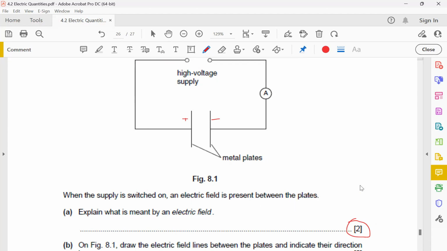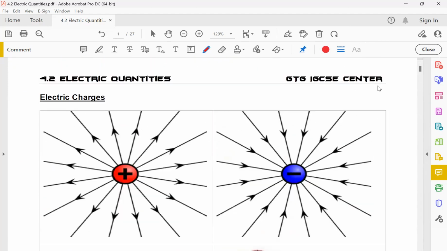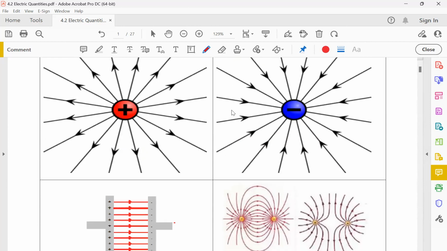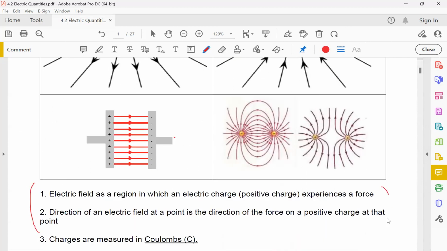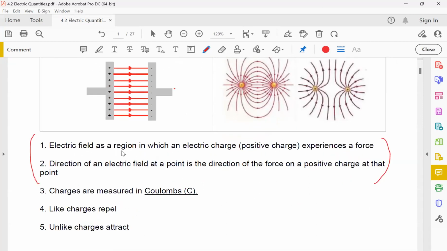Good. But if you recall what I mentioned a few weeks ago, when we went to the electric field chapter, I actually gave you the notes and answer for this already. I put this here specifically because I said that in your exam, they like to ask this question. Two sentences, it's the same thing. Both of them are the same thing. An electric field is a region in which an electric charge experiences a force.